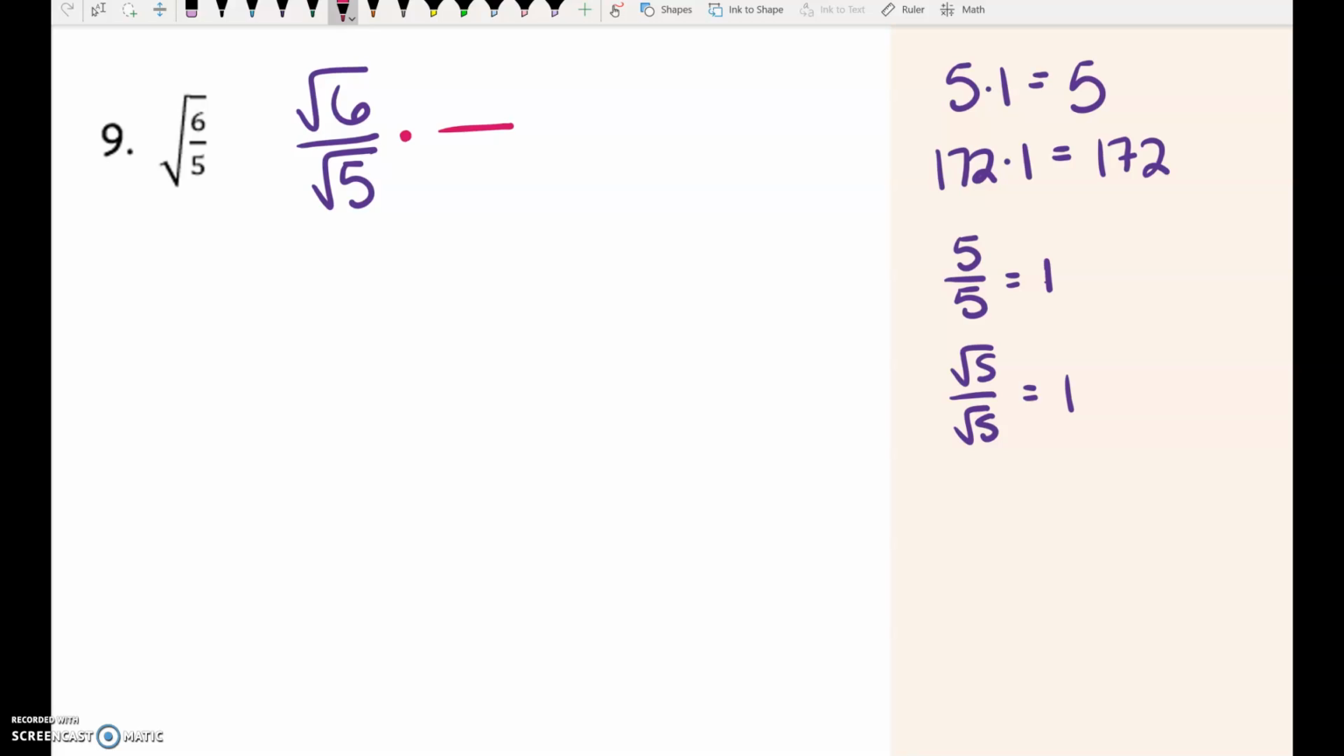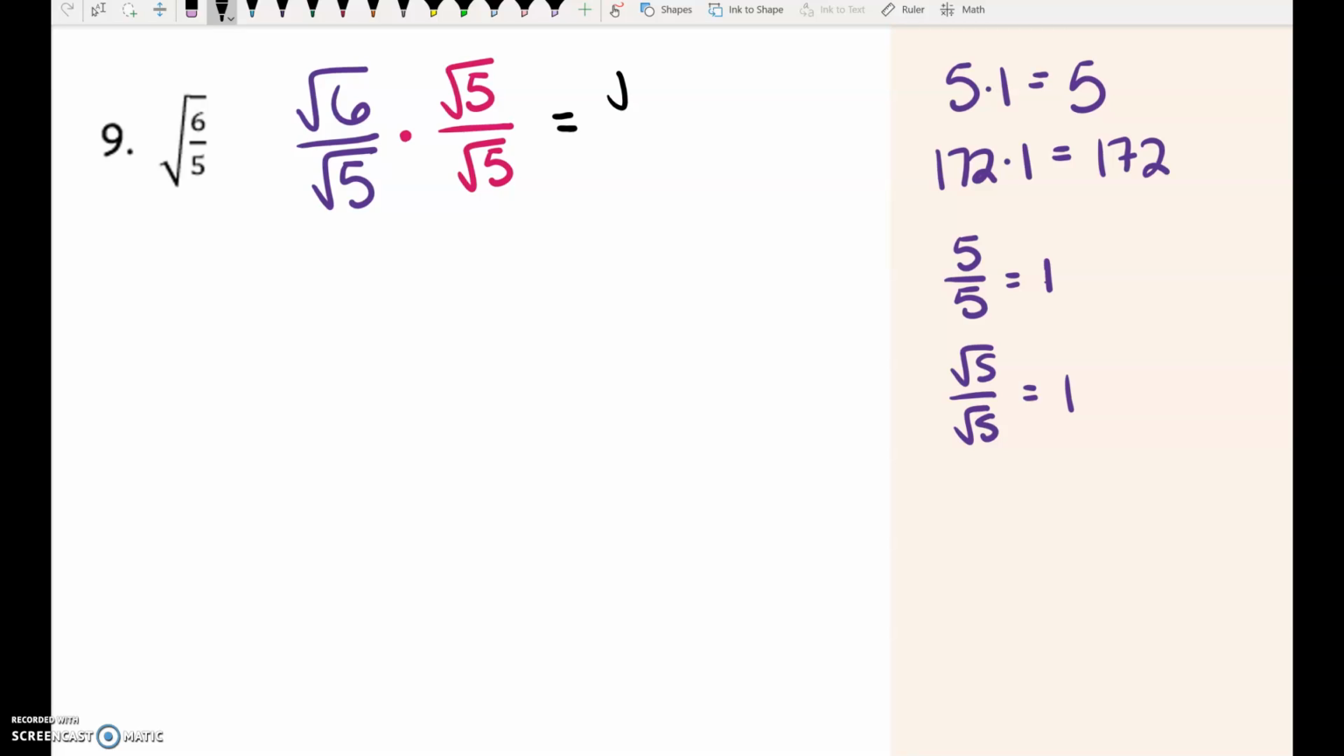But I'm not going to multiply it by normal, ordinary, everyday 1. I'm going to multiply it by this fancy version of the number 1. You all agree that the square root of 5 divided by the square root of 5 is 1, and you all agree that multiplying by 1 doesn't change the number. Okay, so here's what happens.